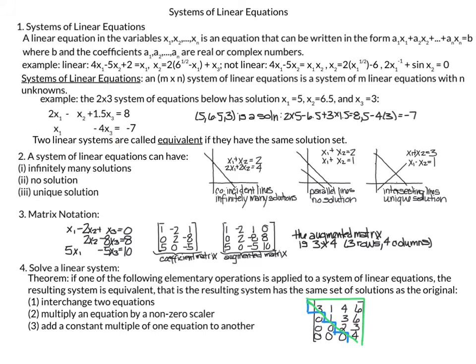Two linear systems are equivalent if they have the same solution set, and we'll be making use of this as we solve systems of linear equations. A system of linear equations can have infinitely many solutions, no solution, or a unique solution. So remember, these linear equations are sort of in a line kind of form. You don't have any quadratic terms because you don't have a variable times a variable.